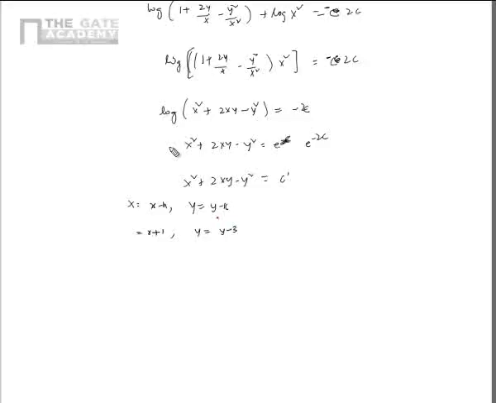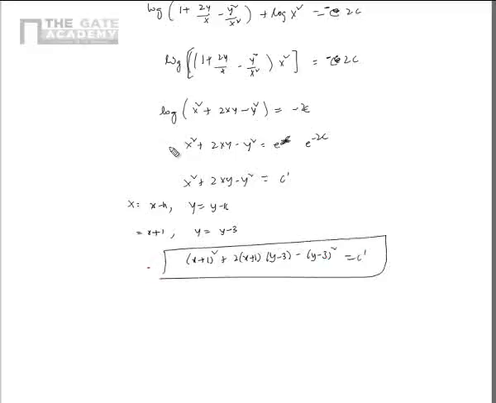So substituting back, we'll be getting x plus 1 whole square in the place of capital X, and in the place of capital Y it is y minus 3, minus y minus 3 whole square is equal to constant. So this is your equation, the solution for the equation dy by dx is equal to y plus x minus 2 by y minus x.